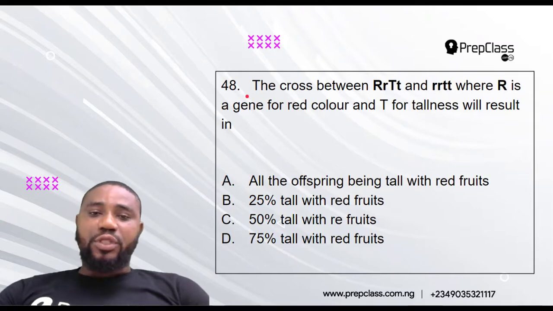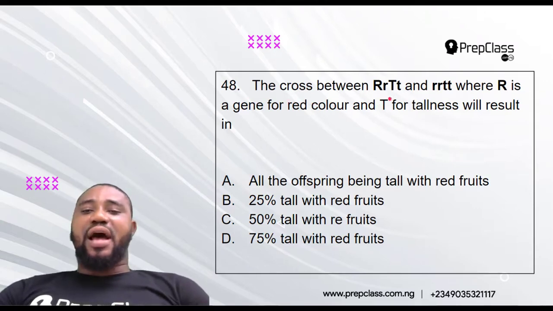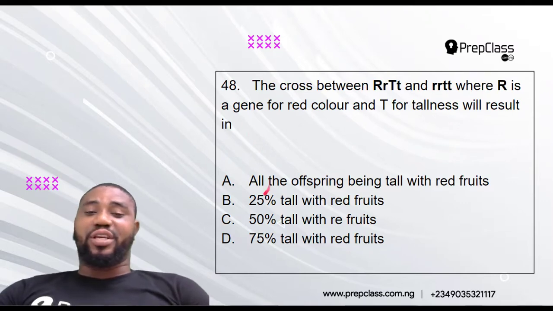Question 48. The cross between RrTt and RrTt, where R is the gene for color and T is the gene for tallness, will result in: all offspring being tall with red fruits, 25% tall with red fruits, 50% tall with red fruits, or 75% tall with red fruits. There's a typo here. Okay, let's continue. How do we do this now?